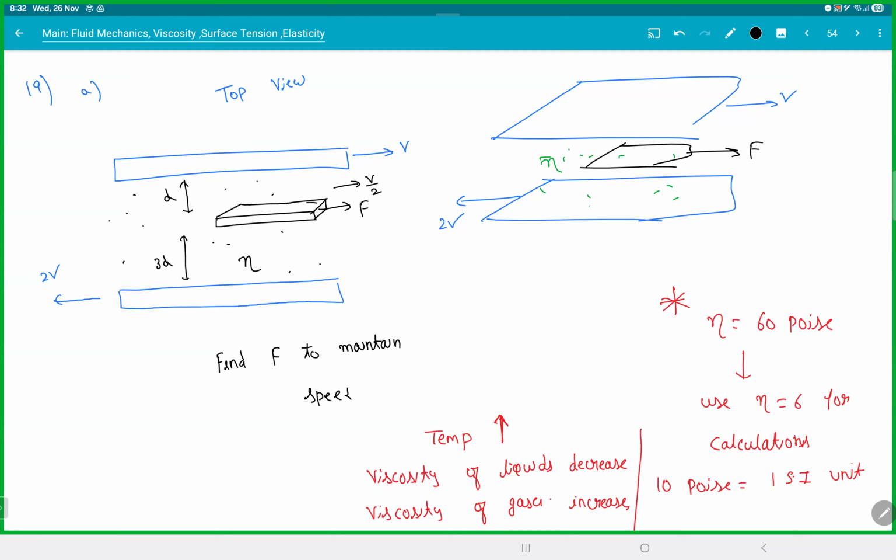Do you guys remember that formula, Newton's law of viscosity? F is equal to eta A dV by dz. For thin layers, you can assume dV by dz is linear. If nothing is mentioned, take it as linear. Generally it will always be linear only. Others, cams on.